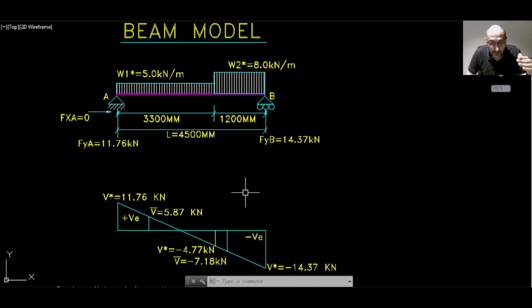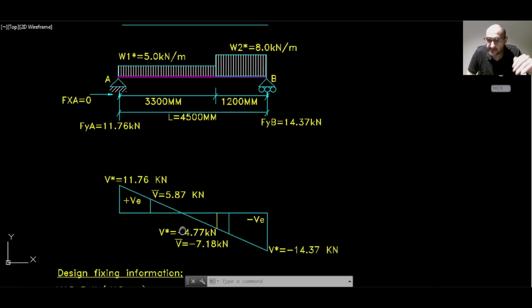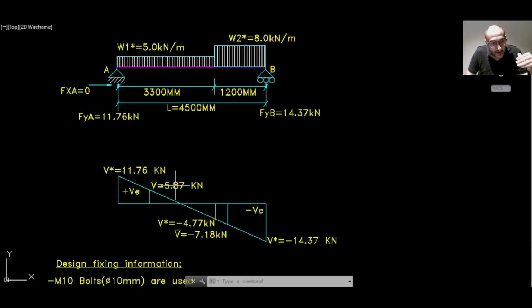So here we have the shear force diagram, and I've worked out also the averages. So the average shear force for this left span is 5.87 kilonewton, and the average for the right side is 7.18 kilonewton. The shear force at the change of loading between 5 kilonewton and 8 kilonewton is 4.77 kilonewton.